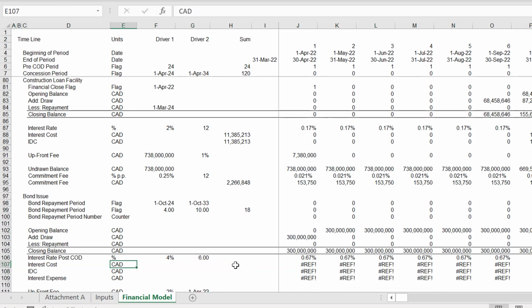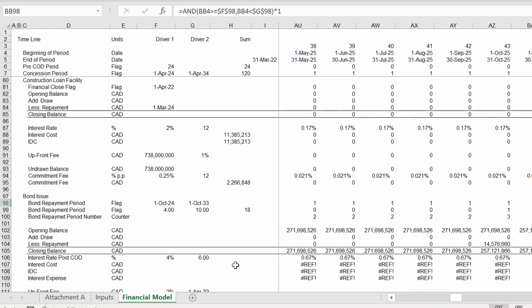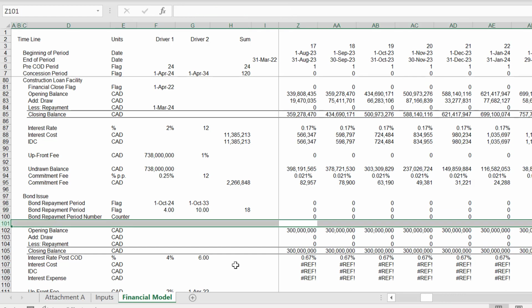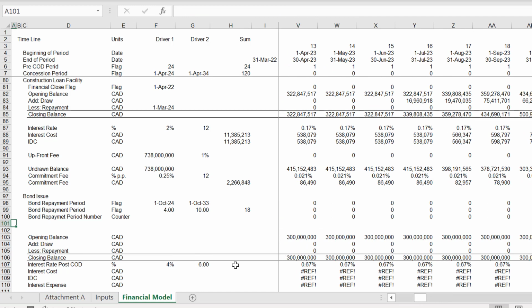Just a minute. And then this one, do we have a bond repayment period? We have this, and that starts there. And now I think we need a bond interest payment. Bond interest period. And that one we'll put as a flag again.